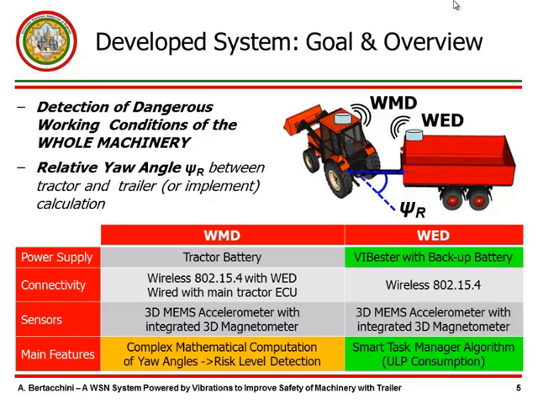And the second device is the wireless end device. It is mounted on the trailer or on the implement, and is a completely standalone system. There is no connection with the main vehicle. Therefore, there is a problem with the power supply. We solved this problem by including a vibrational energy harvesting system, able to get energy from the natural vibration of the system when it is on duty. But for safety reasons related to the application, we need to keep a backup battery.